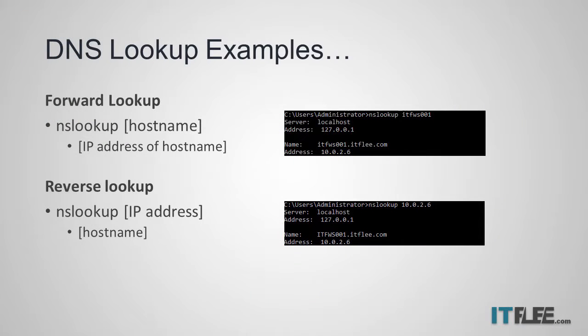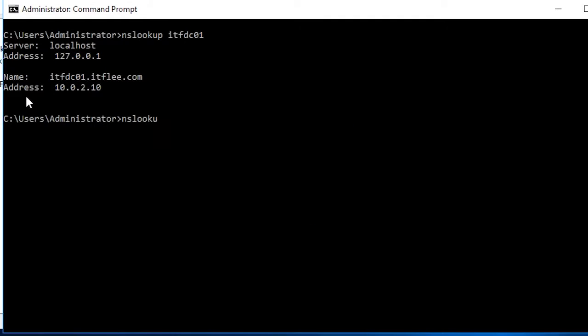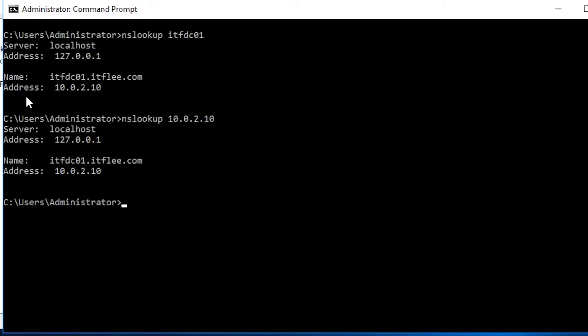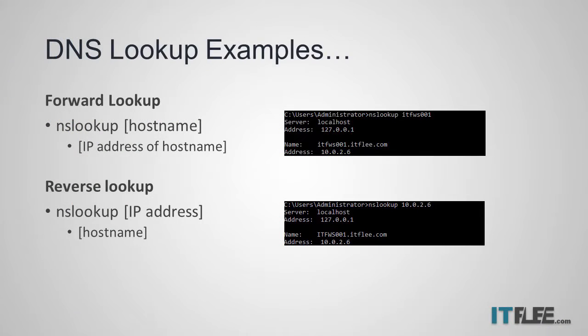Again, a reverse lookup zone converts an IP address to a host name. So if we ask a DNS server what host name uses the IP address of 10.0.2.10, then the DNS server will query the reverse lookup zone and provide the host name for that IP address. Now both forward and reverse lookup zones can contain primary, secondary, and stub zones.